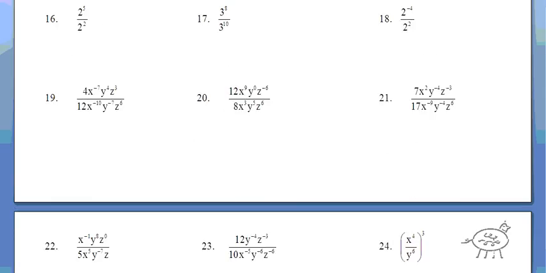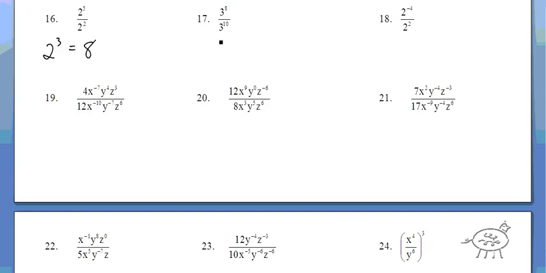Okay, number 16, remember, don't cross the 2's off. Treat it just like a variable. So if I have a battle between the 2's, the north wins by 3, so it's 2 to the 3rd power. Don't leave exponents with variables or with numbers, so 2 cubed is 8.